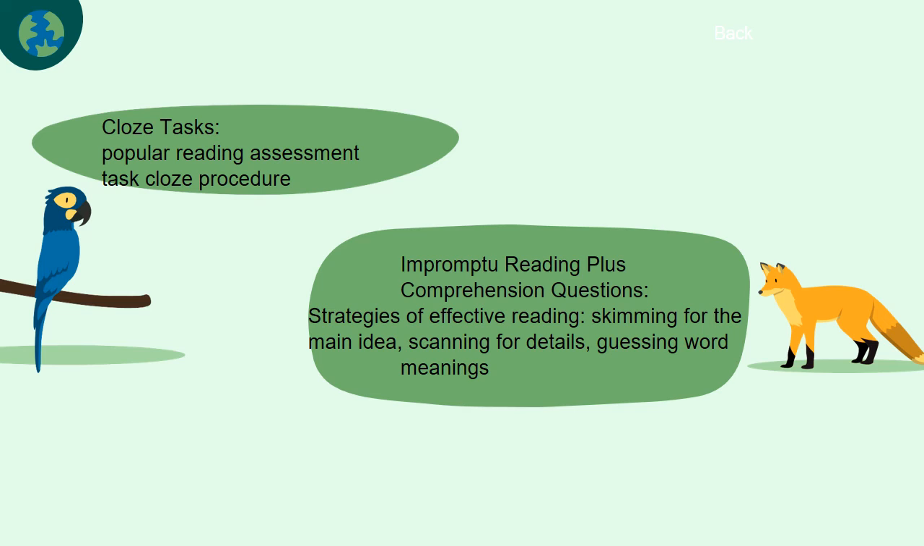Impromptu reading plus comprehension questions. For decades, cloze testing was a very popular procedure for assessing reading because its integrative nature seems to offer a practical means of testing overall understanding, though rather indirectly. Strategies of effective reading are skimming for the main idea, scanning for details, guessing meanings from context, inferencing, and using discourse markers, among others.